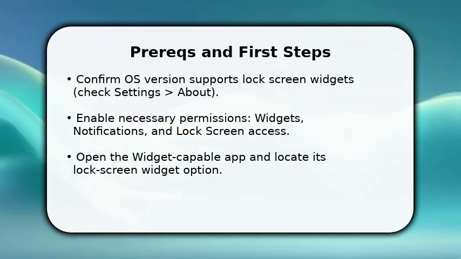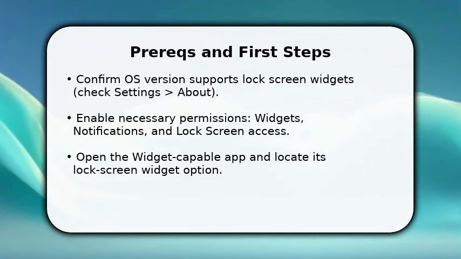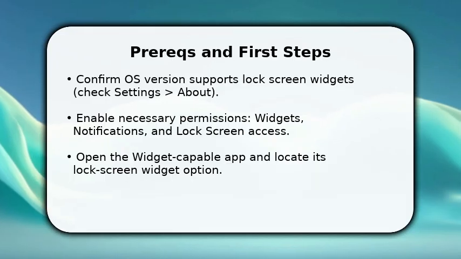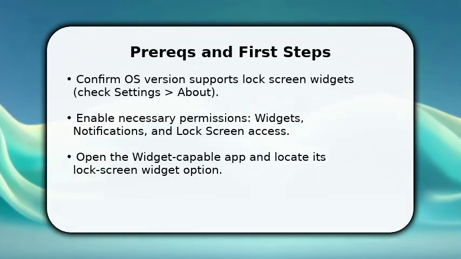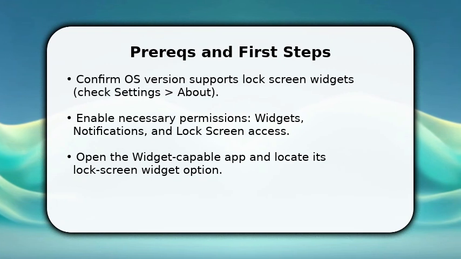Next, open the app that provides the widget and find its lock screen or shortcut settings. This is where the widget is registered. You're doing this first, because without registration and permissions, the system won't present the widget option.